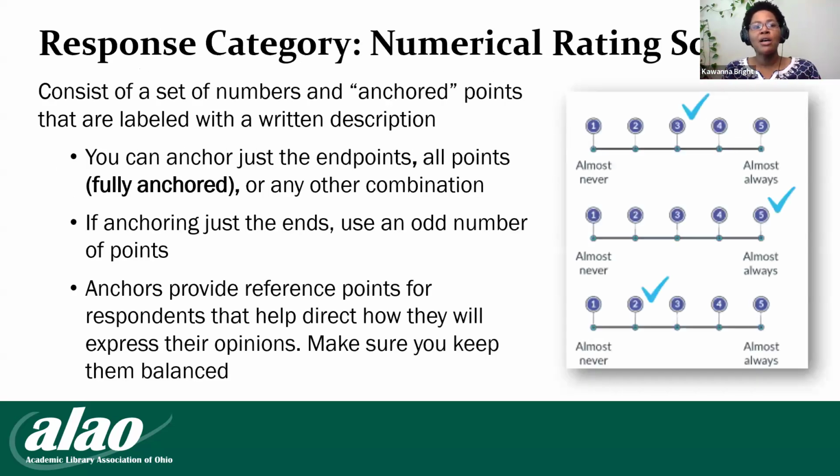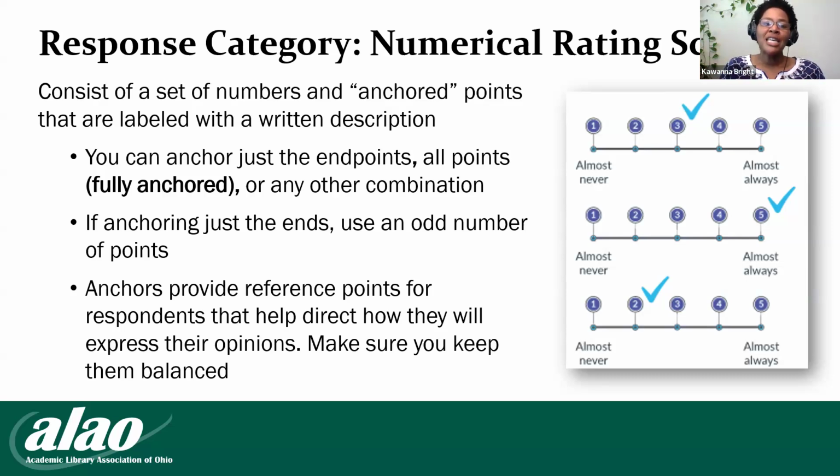So those numerical rating scales are basically just a set of numbers and then anchored points that you actually label. If you anchor only the endpoints, that's pretty common. Like the image I have here, you've got "almost never" at the 1, and "almost always" at the 5. If you decide to anchor all of them, that just means you're creating a fully anchored rating scale. And a lot of people like to do that so that people aren't guessing what the in-between items are.